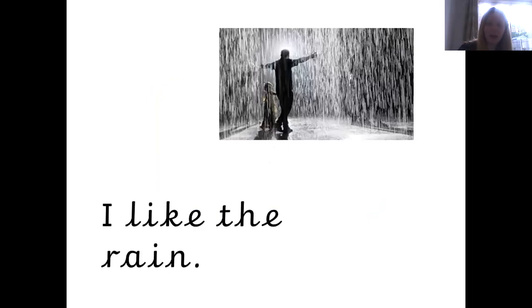Okay, and here is the sentence. I, the tricky word like, well done if you remembered how to spell like, the rain. I like the rain. And I don't know why that word's gone at the bottom there. It should be here in this big gap, shouldn't it?